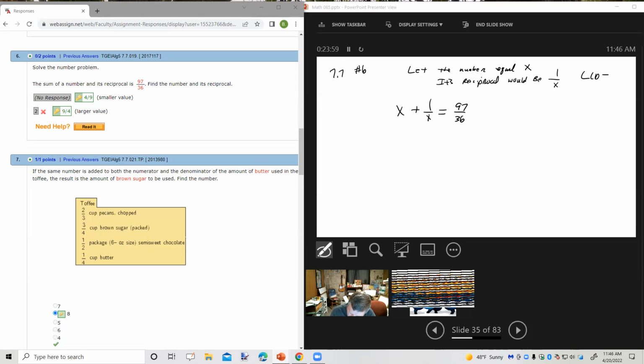The least common denominator is 36x. So we'll multiply both sides by 36x. Distributing on the left, I get 36x squared plus 36x times 1 over x. The x's would reduce out and we just have 36. Are you okay with that? Yes. And on the right side, we'll have 97x. So then I'm going to subtract 97x from both sides.